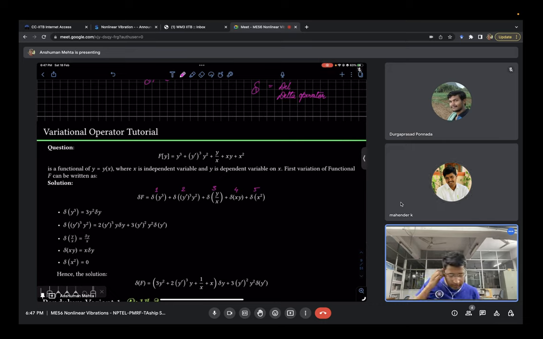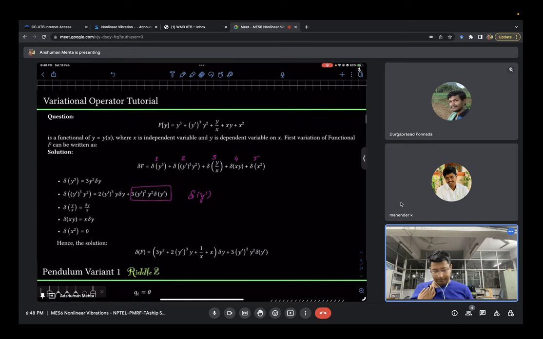There will be one more term, because it is having del y dash. Okay, so that I have written in another term, 3y dash square of n y square. Okay, yes. So just check.